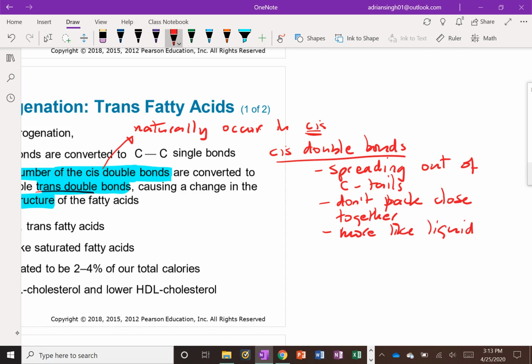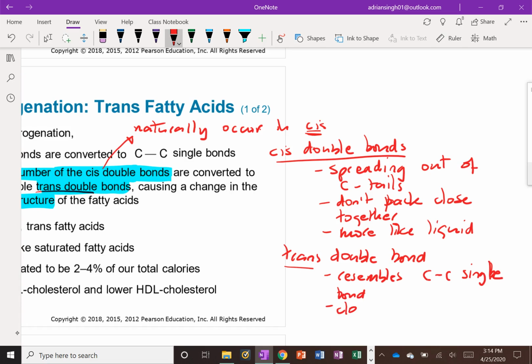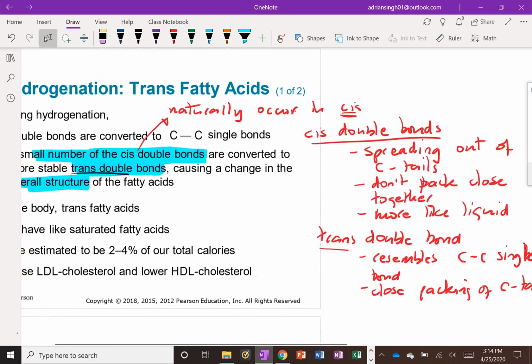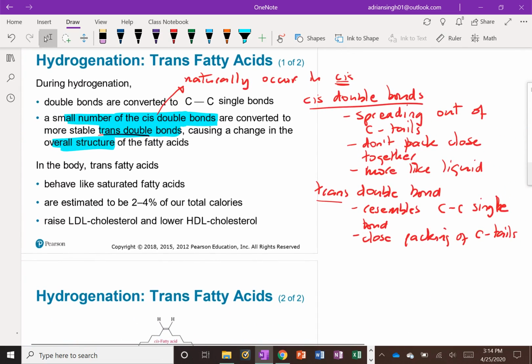Well, when you have that trans double bond, it actually resembles in structure a carbon-carbon single bond. Single bond, which means there is going to be close packing of the tails. Right, and as a result of that, they are going to behave like your saturated fatty acids.